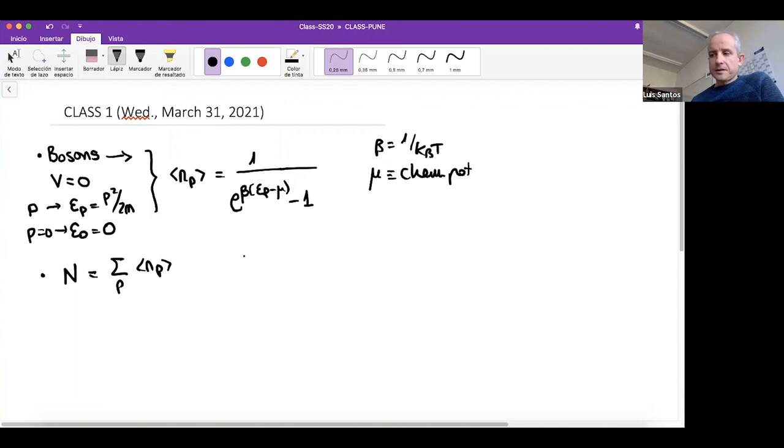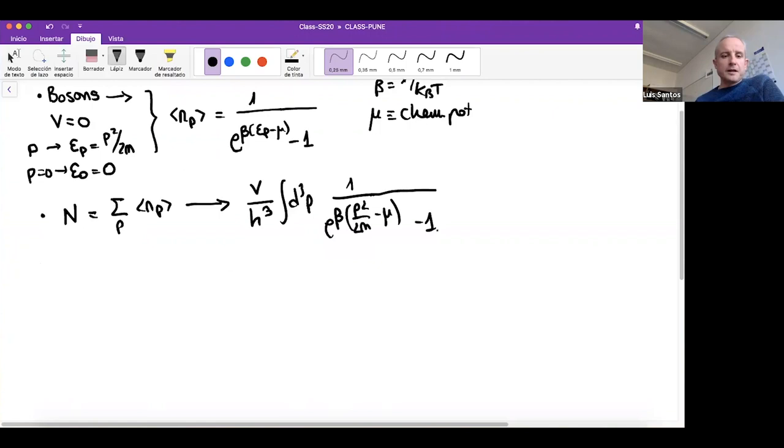And now I pass to the continuum. So instead of taking the sum, I just integrate. Then I have V, this is the quantization volume. I have h, I should put h instead of H. It's h, the Planck constant. And then I have this integral here. So I just integrate over all these occupations. Yes, so this is the number of particles.